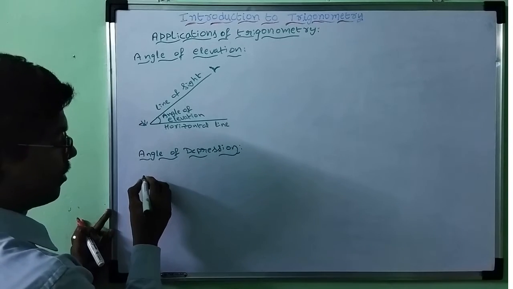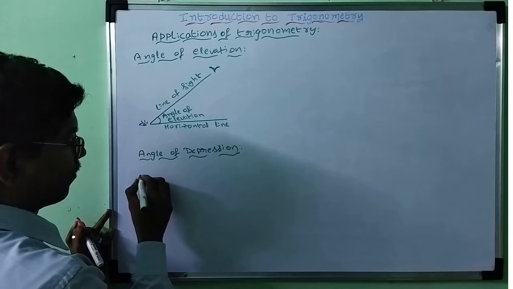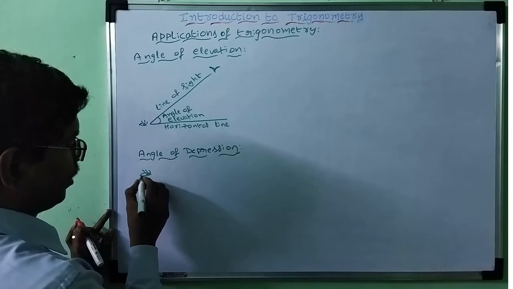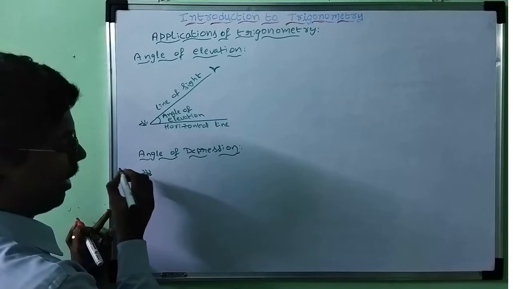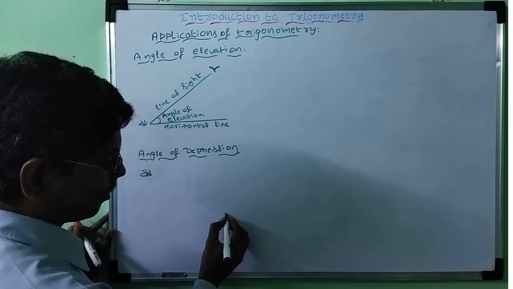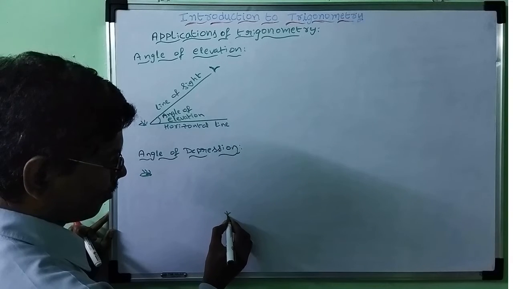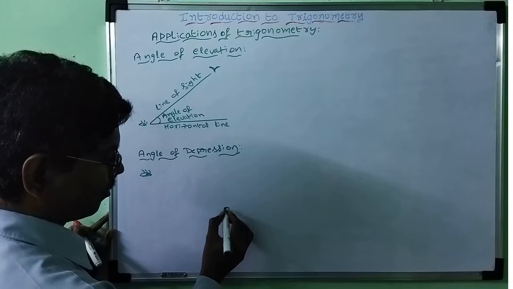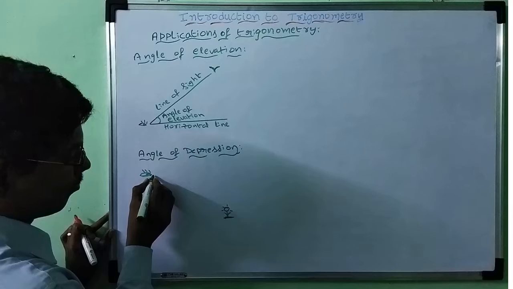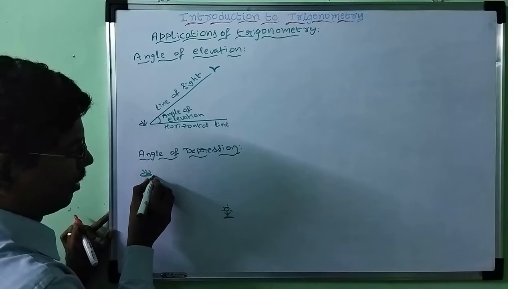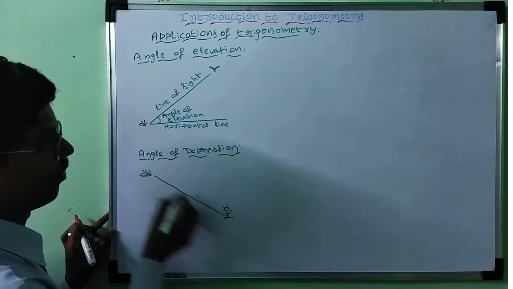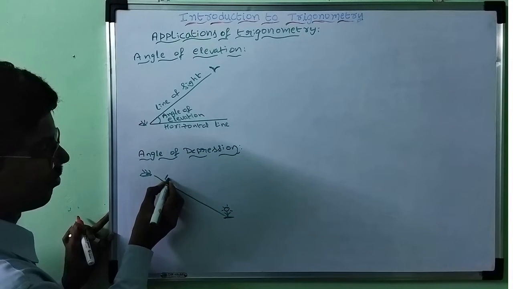If there is an observer on the second floor of a building, from here he is observing, this is the eye of the observer. He is observing a tree which is at the base. Now he is observing from the second floor or first floor of a building, he is observing the root of a tree like this. Now this we are calling the line of sight.